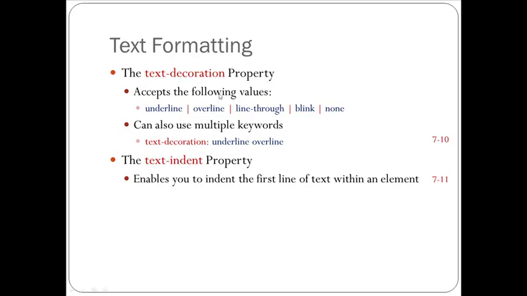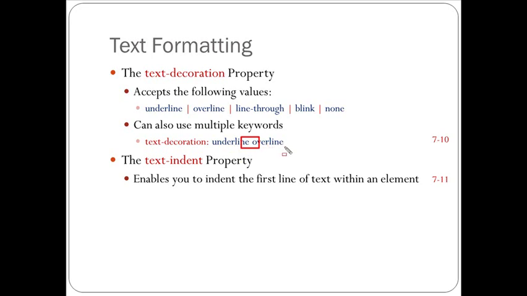The text decoration. This accepts underline, overline, line through, blink, and none. You can also use multiple keywords if you want. So if you want something underlined and overlined, you could do that. Notice that as opposed to the font family, there is no comma here. It's just a space separating the two values.